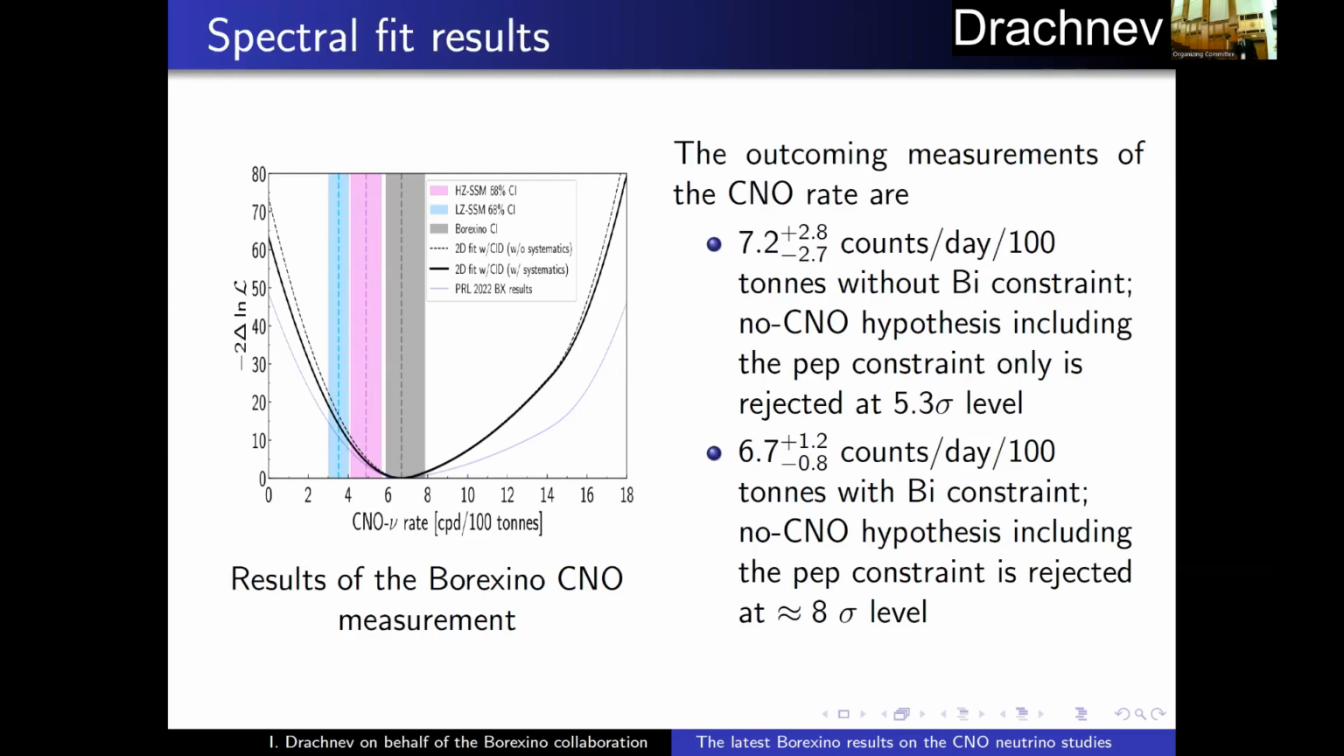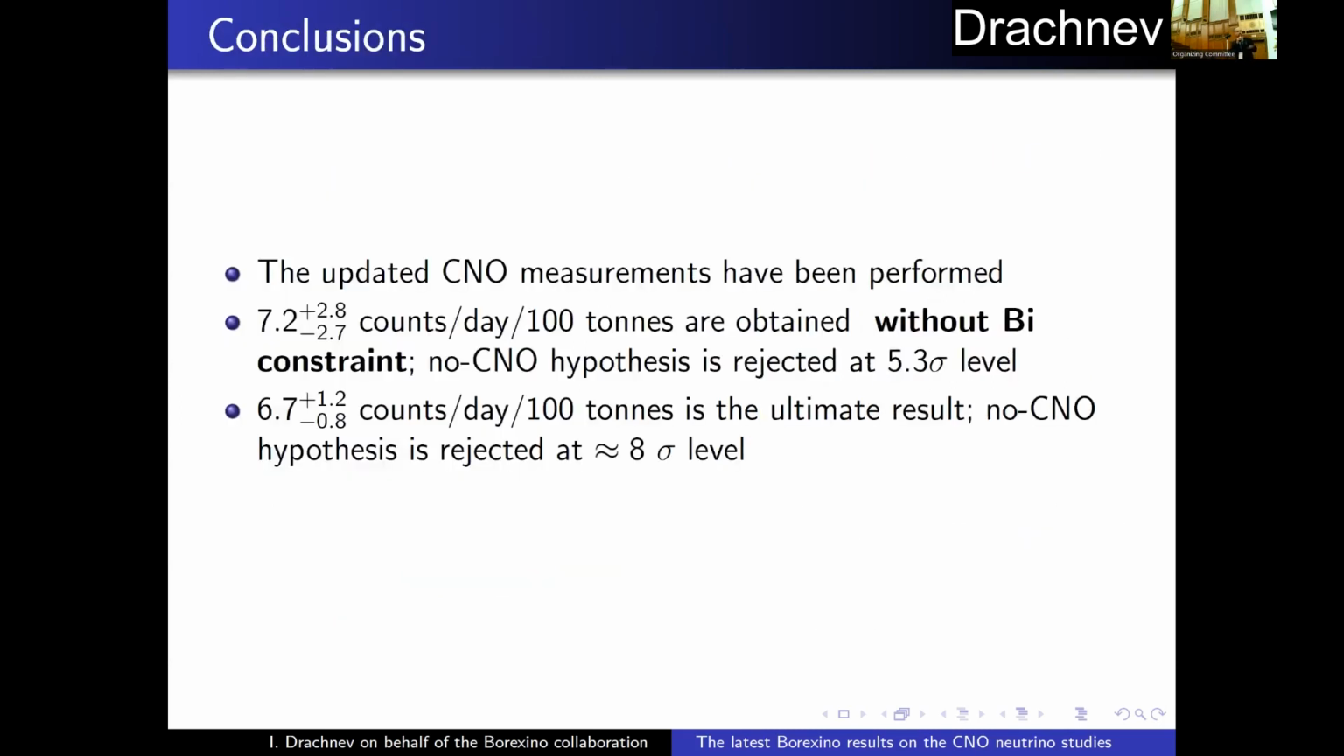constraint on the CNO coming from directionality, which also has more than 5 sigma no CNO hypothesis rejection. This is probably, so the goal of the Borexino to get the CNO is achieved. So, well, these are basically the conclusion that we have updated the CNO measurement.